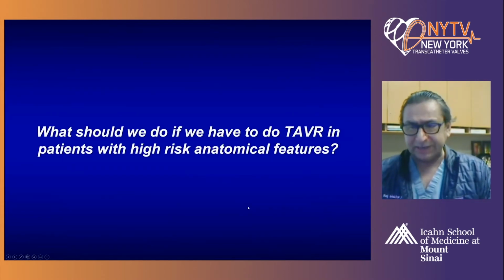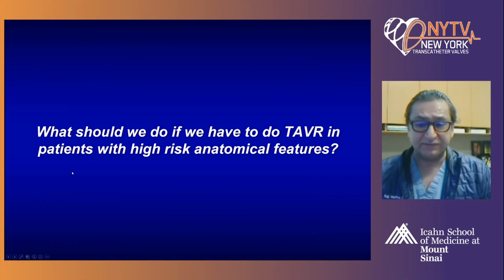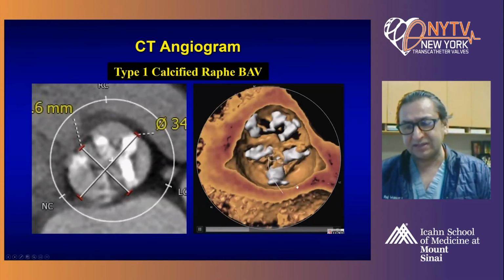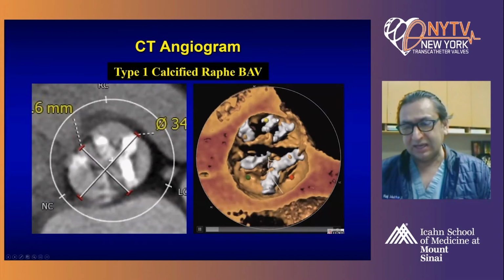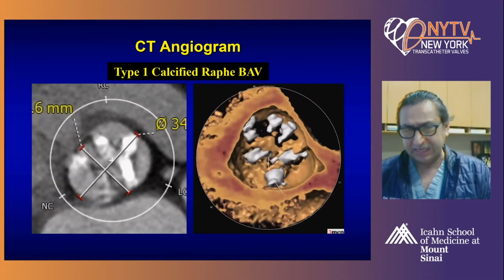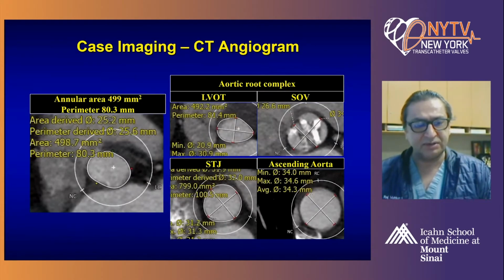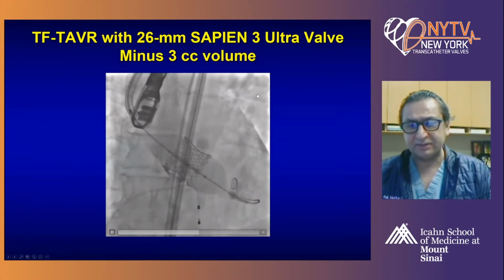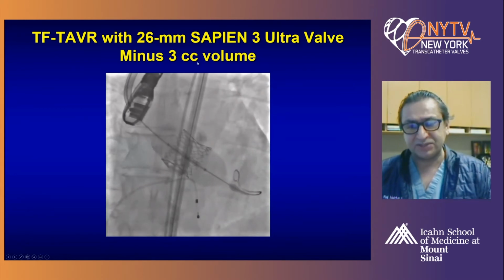So what should we do when there are patients that need TAVR, and they have high risk anatomical features such as this one? You can see there is excessive calcium, there is calcified raphe, and this is clearly a patient who, if you are not careful, would be prone to aortic root injury. So here, the area is 497, and in this particular case, once again, we used a 26 millimeter valve, but with a lower volume, in fact -3 cc's.